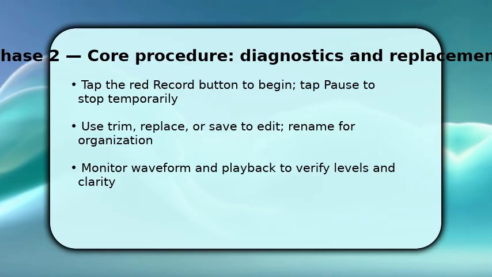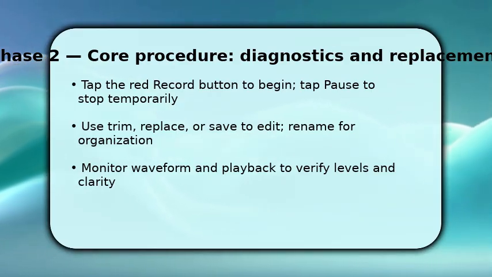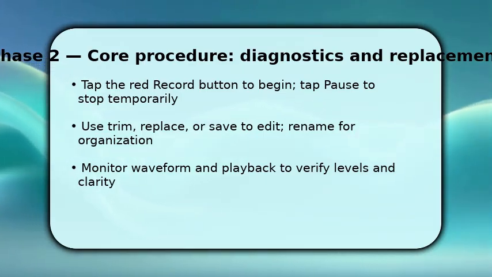To refine a take, tap the three dots, then Edit Recording. Use trim to remove gaps or replace to overdub a section. This avoids creating multiple files.